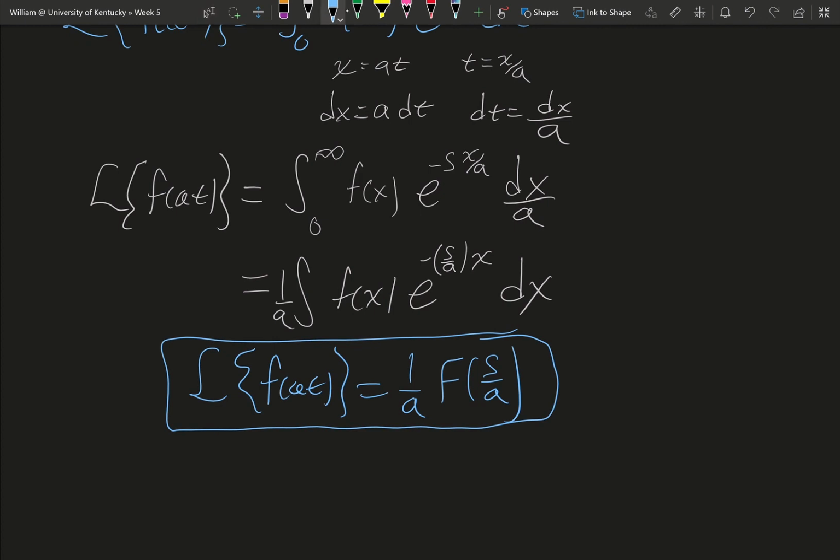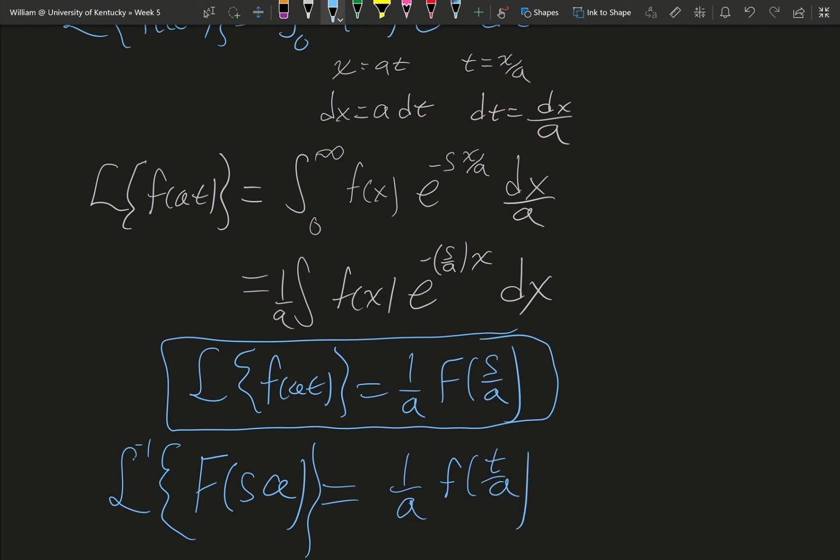I'll note that similarly, if I instead have the Laplace transform scaled, then the inverse Laplace transform of this is 1 over a times f of t over a. So it's really the same formula, just s and t are swapped. Okay.